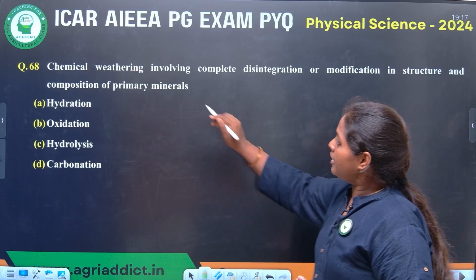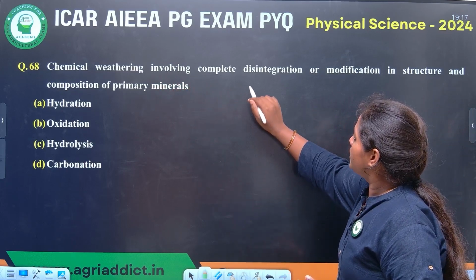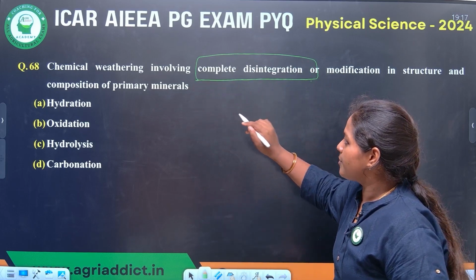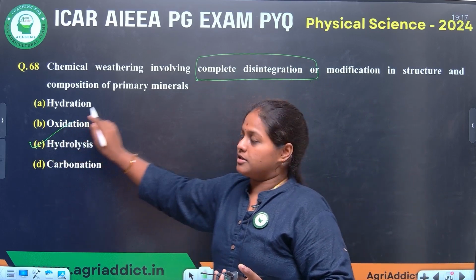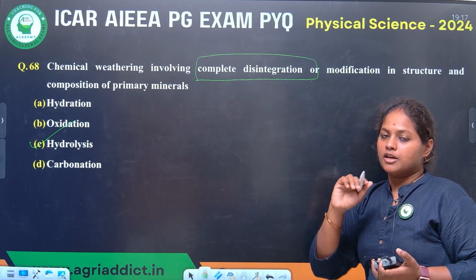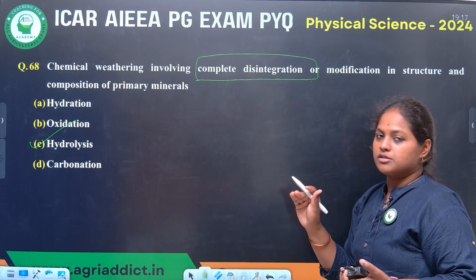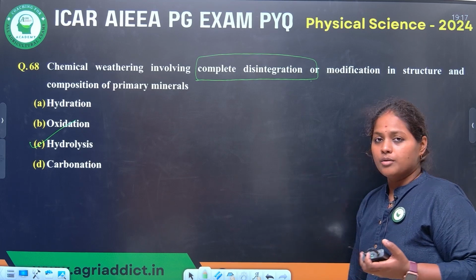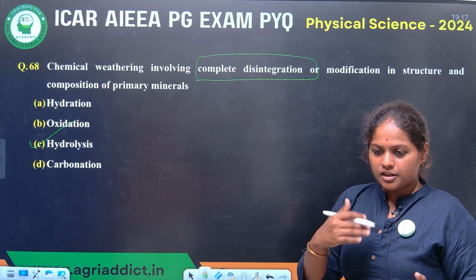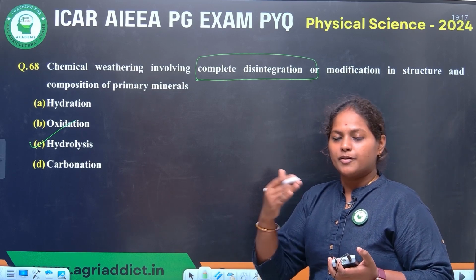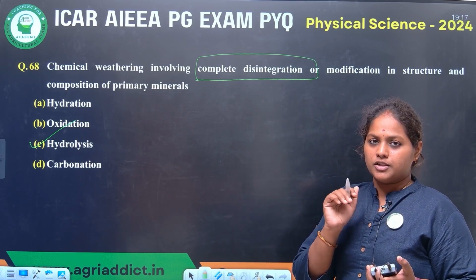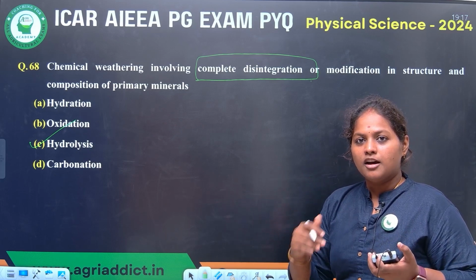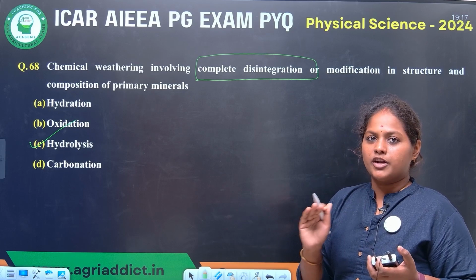Question number 68. Chemical weathering involving the complete disintegration or modification in structure and composition of primary minerals is hydrolysis. I hope by this time you must have read all the pedogenic processes and also factors in the soil pedology, because in soil pedology there is nothing to solve there. You need to remember each and every point from soil pedology and mineral nutrition. Both, how many times you read and how well you understand, you will easily remember and not get confused.